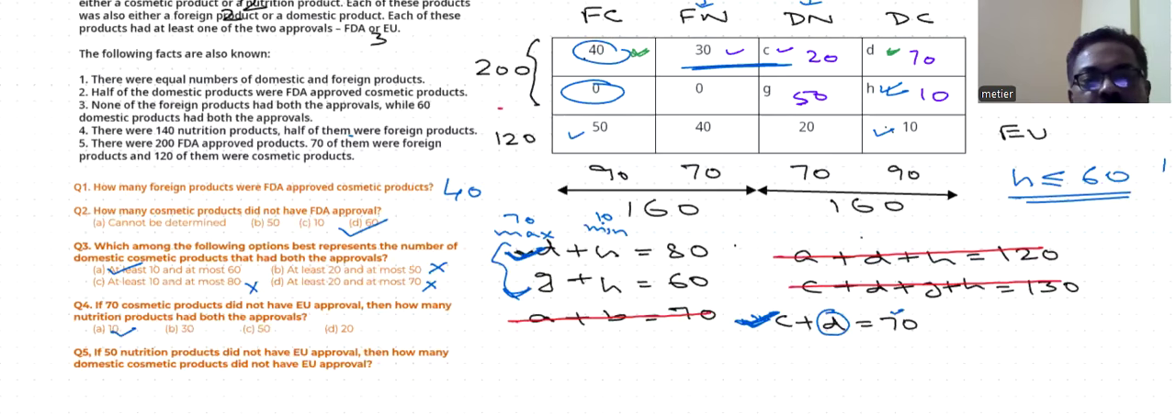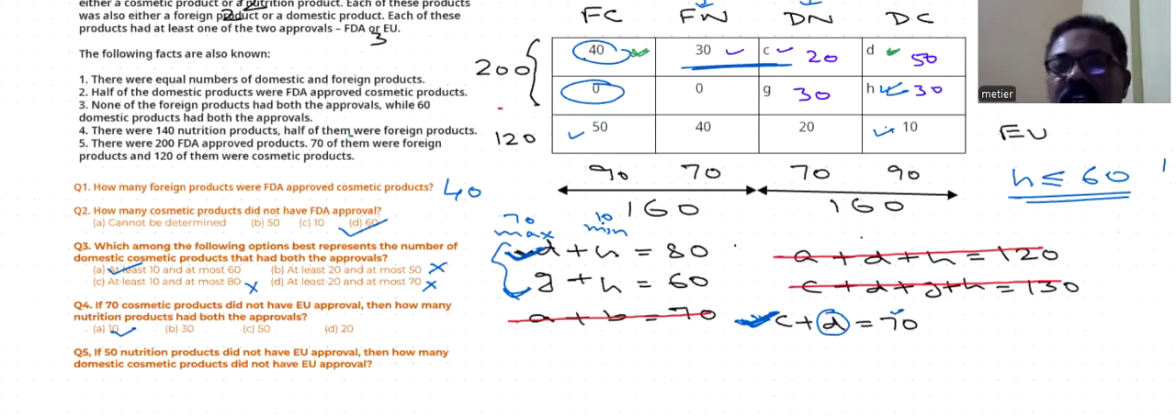50 nutrition products did not have EU approval. So this is 30, this is 20. Acha, that's the problem here. That's the mistake I have done here. It is not 50, it will be 30. The column sum will be 70, it is 20 here. Already 20 we have here. So it will be coming as 30. Now check. G plus H is 60, means if it is 30, it will be 30 again. And here, if it is 30, D plus H is 80, so D will be coming as 50.